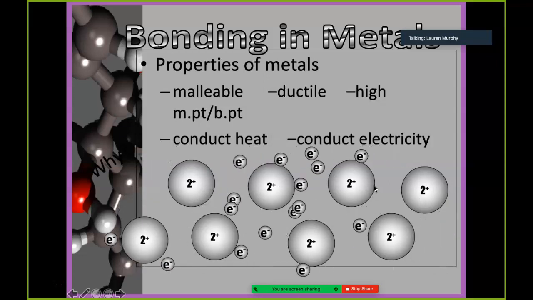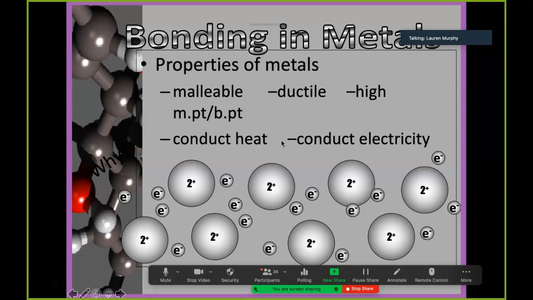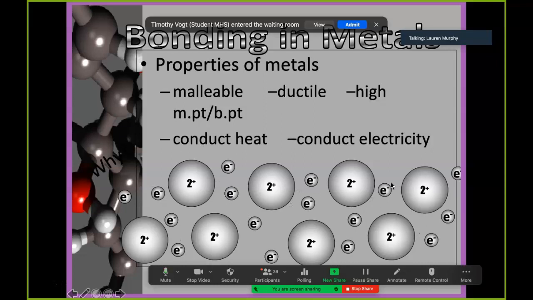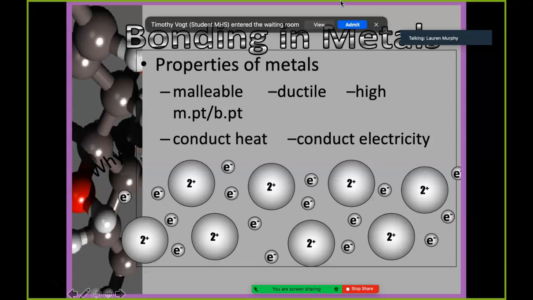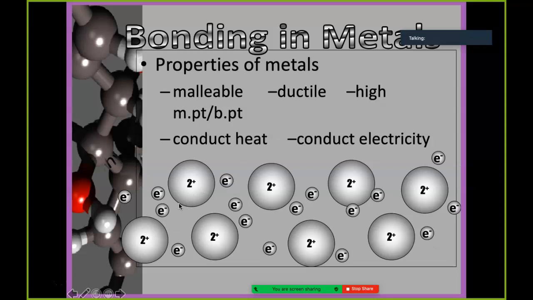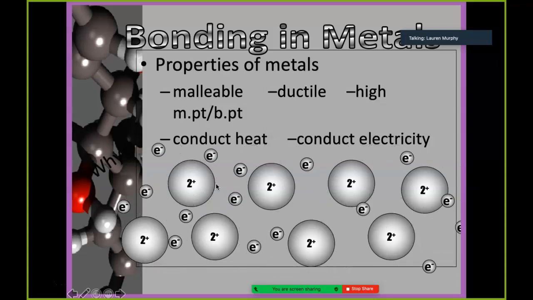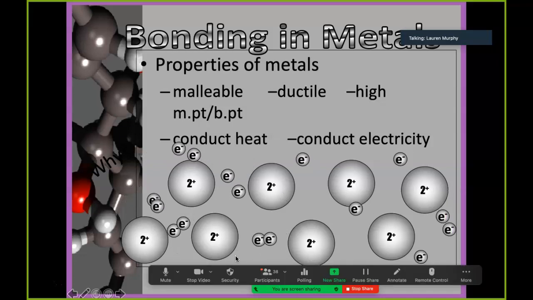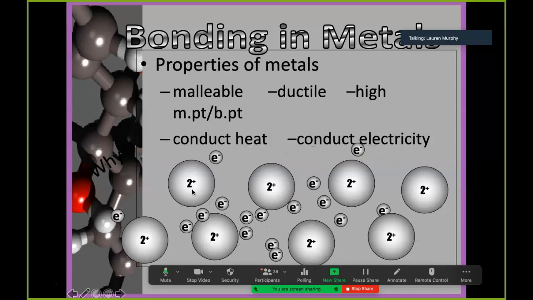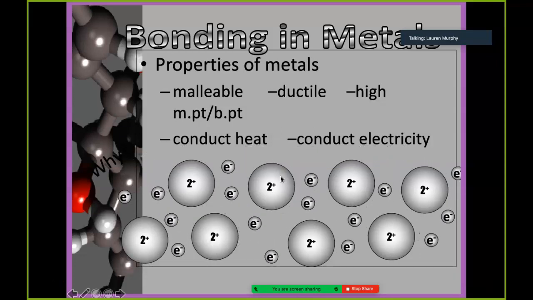So again, metallic bonding. This is why heat and electricity are conducted so well by metals, because of these delocalized electrons easily flowing between the metallic atoms. Again, they call this a sea of electrons, and this happens with metallic bonding, meaning metals bonded to themselves.